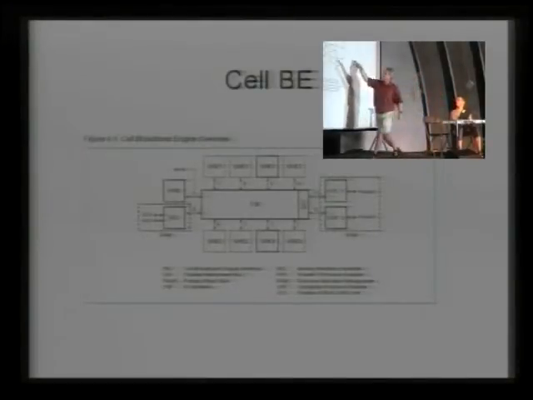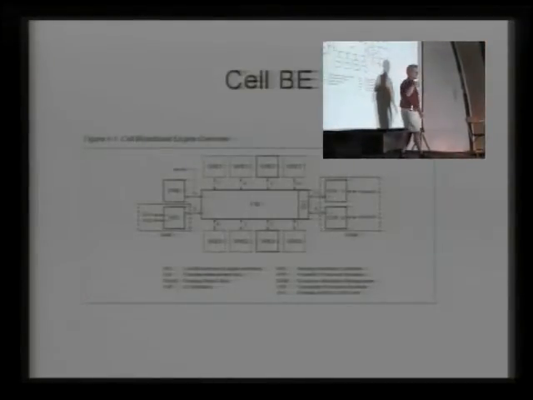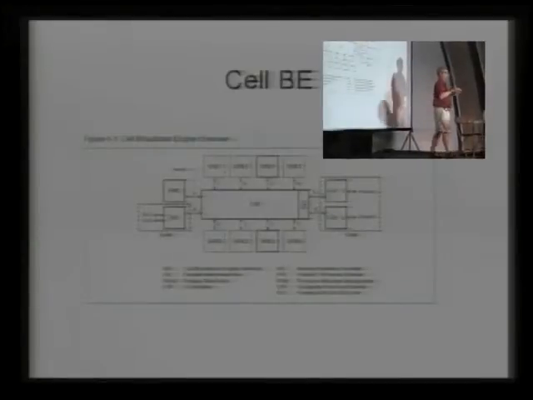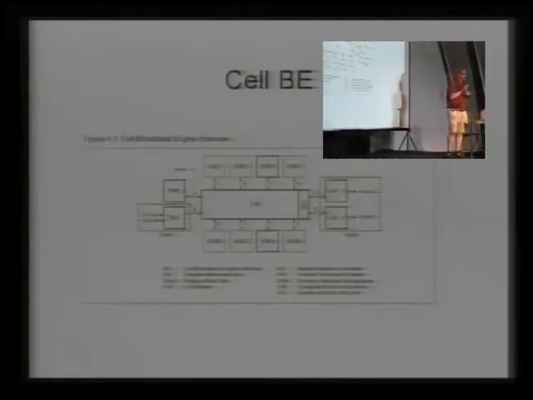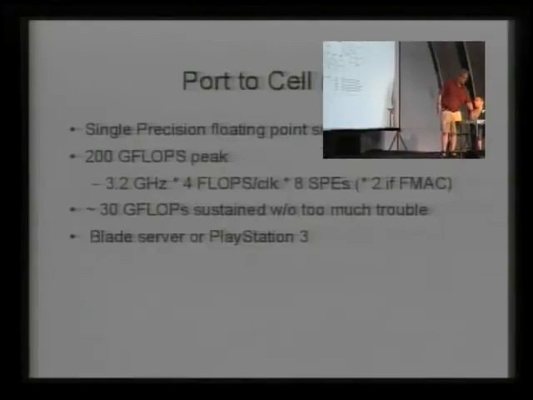There's this big ring that connects everything together, and you can push about 170 gigabytes per second around that ring. And the memory interface is really quite high. You get about 24 gigabytes a second to main memory. The thing can do about 200 gigaflops at peak, and we think we can do about 30 gigaflops sustained.